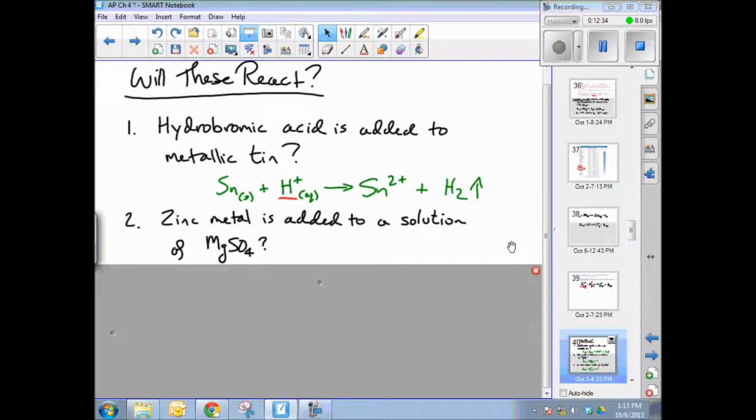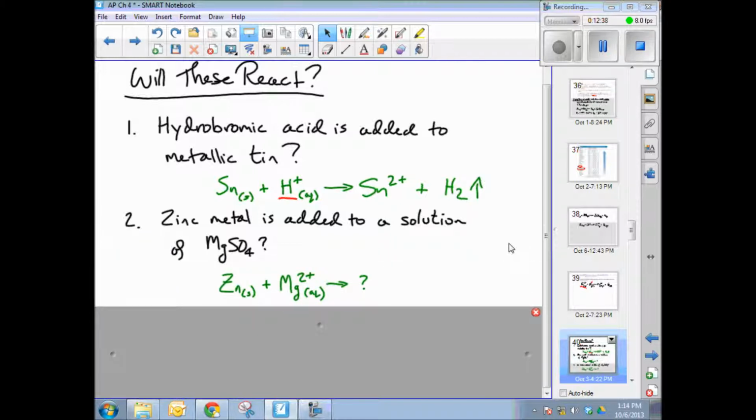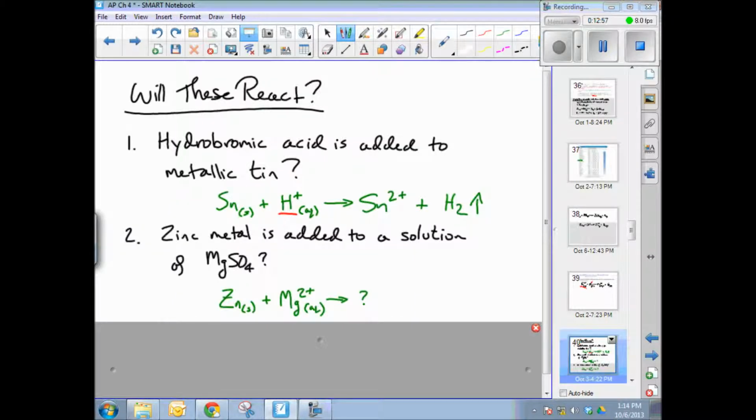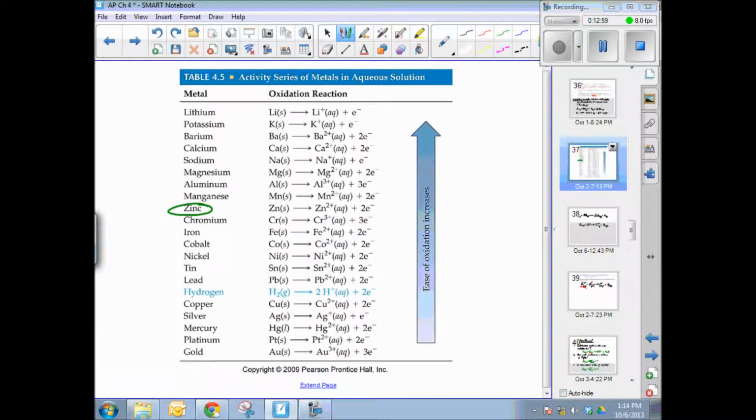How about zinc metal added to a solution of magnesium sulfate? So essentially you've got this, if you're looking at just the ionic equation. Zinc metal added to magnesium ions. Will a reaction occur here? Well, again, we have to go to the activity series, and we have to look for those two metals. So zinc metal is right here, and what was the other one? Magnesium, I think? Let's double check. Yeah, it was magnesium. And on the activity series, magnesium is up here.